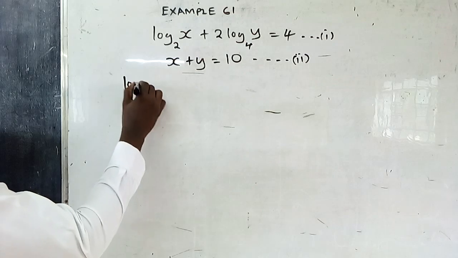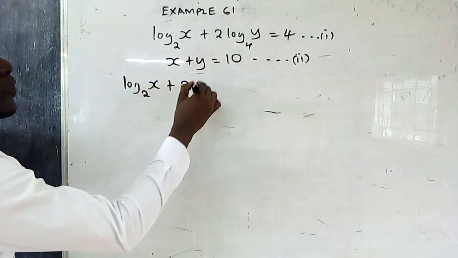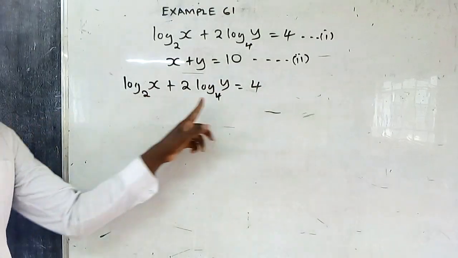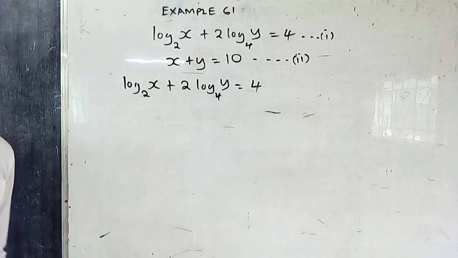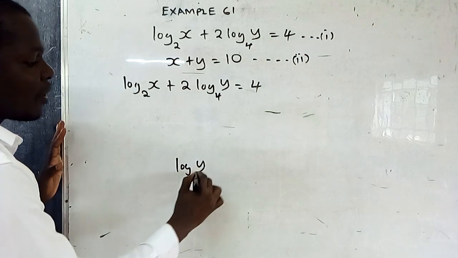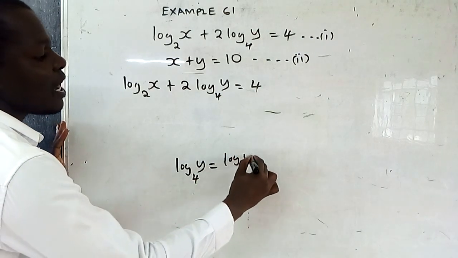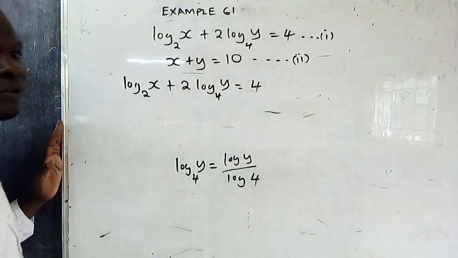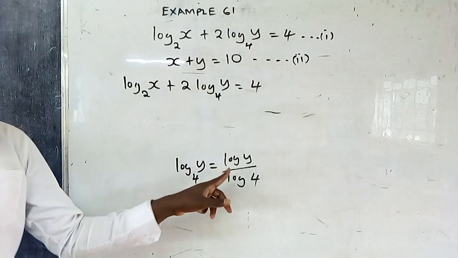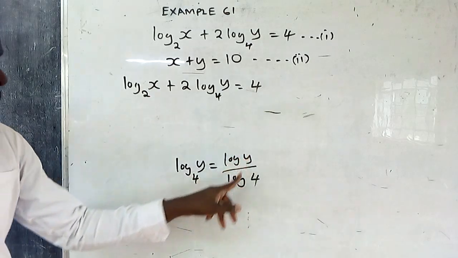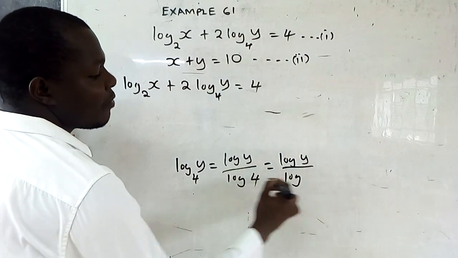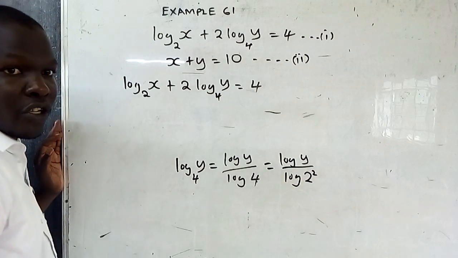So equation 1 we have log x to base 2 plus 2 log y to base 4 is equal to 4. For you to solve using logarithms, the base must be the same. So remember, when you have log y to base 4, that is the same as log y over log 4. Remember, 4 can be factorized to be 2 squared, isn't it?